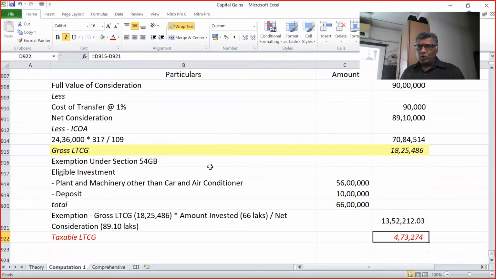Classification is important for two purposes. One, rate of tax, and mode of computation. A STCA will only have cost of acquisition, cost of improvement, whereas an LTCA will have indexed cost of acquisition, indexed cost of improvement. We know how the computation takes place.